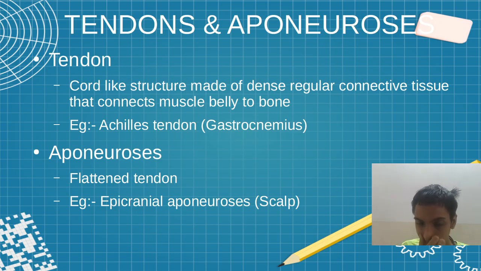Right. And then aponeurosis. If this tendon is flattened, that is an aponeurosis. For example, the epicranial aponeurosis in the scalp region. Which layer of the scalp is it? It is the third layer of the scalp, the epicranial aponeurosis.